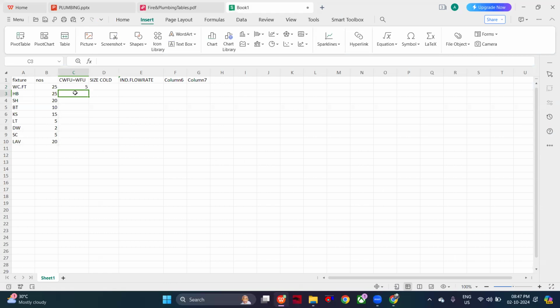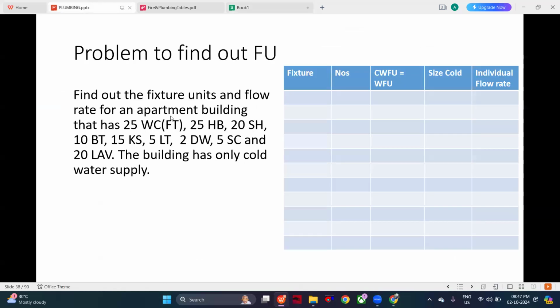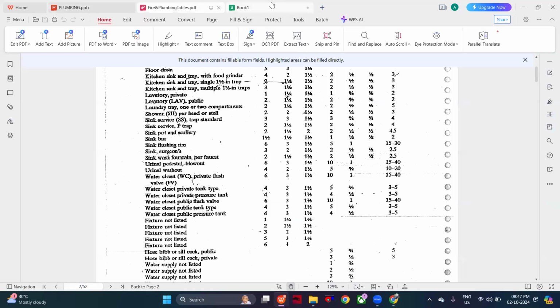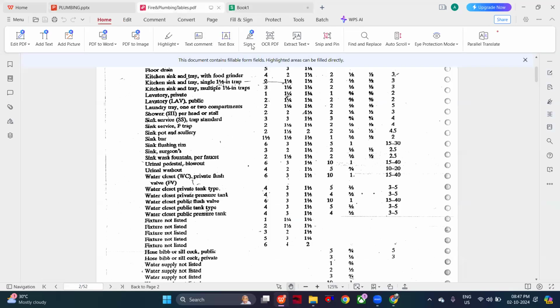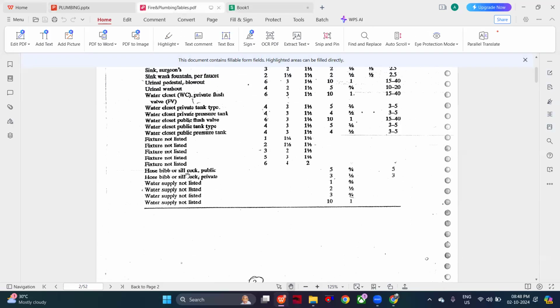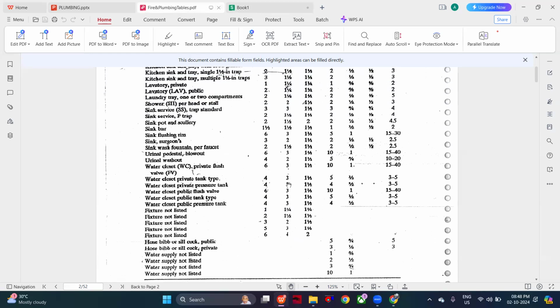Here is cold water fixture. That means cold water only is present over here, because they already said the building has only a cold water supply. So we don't have to worry about the hot water. So WFU is equal to CWFU. Next one, hose bib. Hose bib is private. Hose bib 3.